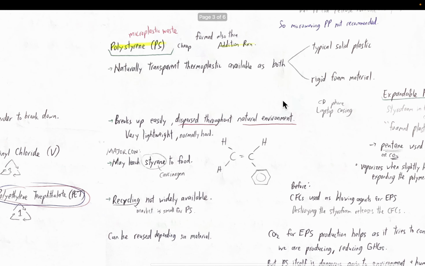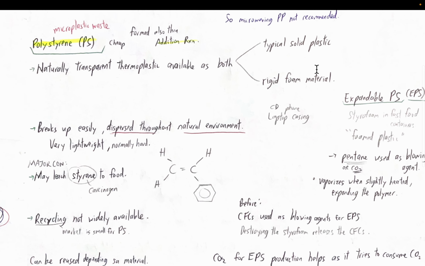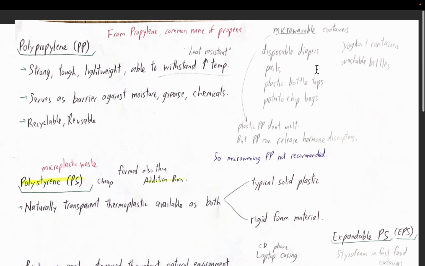Okay, so we have polystyrene. Polystyrene is cheap. Oh wait, never mind. Let's talk about polypropylene first. It's at the very top. Abbreviated as PP. It is from propylene, a common name of propene. It is strong, tough, lightweight, and it is able to withstand high temperature. It serves as a barrier against moisture, grease, and chemicals. So this is one advantage. Also, they are recyclable and reusable, just like HDPE.